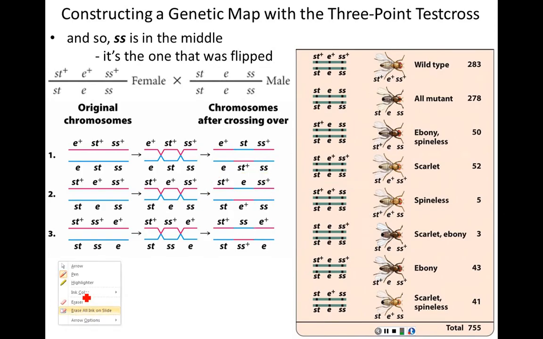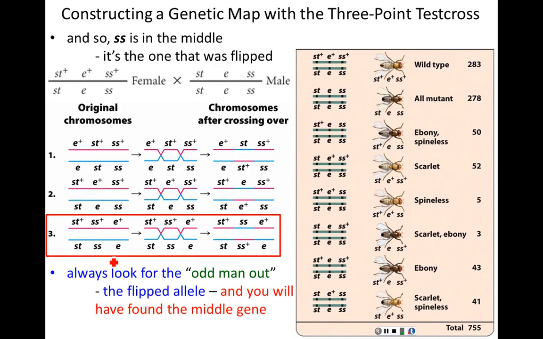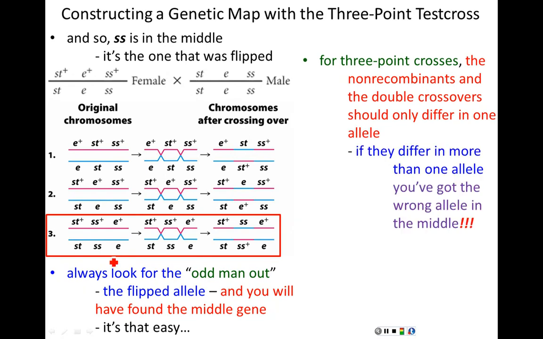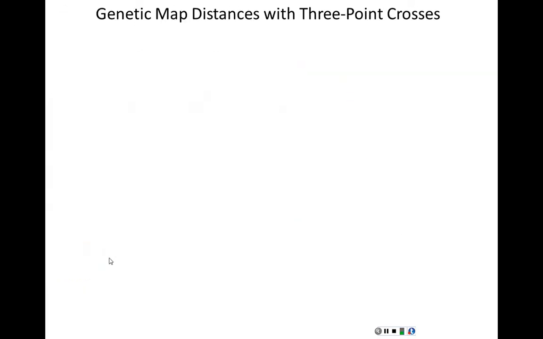The only way this works is if SS is in the middle. With SS in the middle, double recombination gives us the pattern that we are actually seeing in the progeny. And so SS is in the middle. Always look for that odd allele out, that flipped allele, the one that's no longer traveling with the other alleles it used to travel with in the non-recombinants, and that will be your middle gene. It's that easy. For 3-point crosses, the non-recombinants and the double crossovers only differ in one allele. If they differ in more than one allele, you're not looking at the double recombinants, and you've got the wrong allele in the middle.